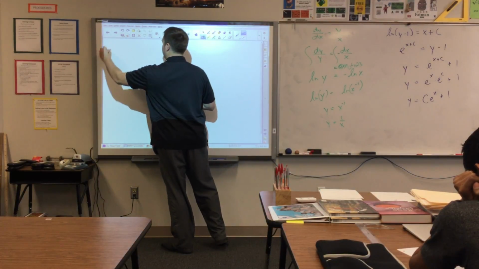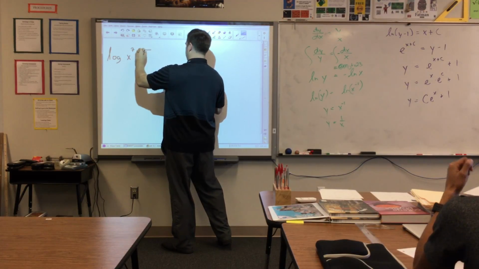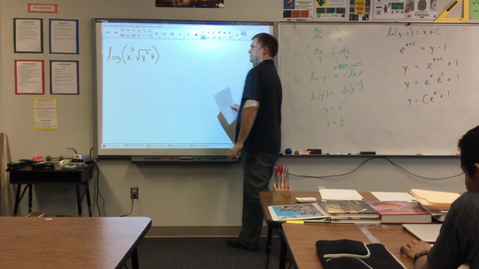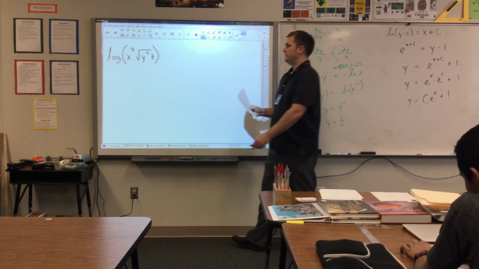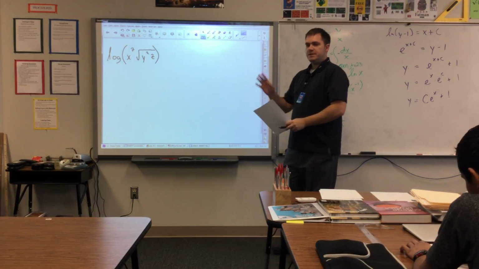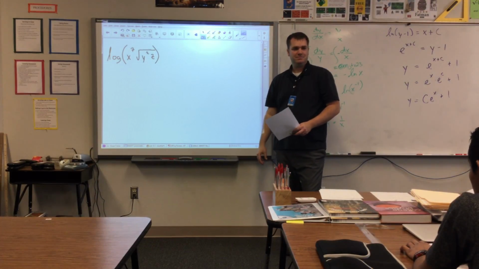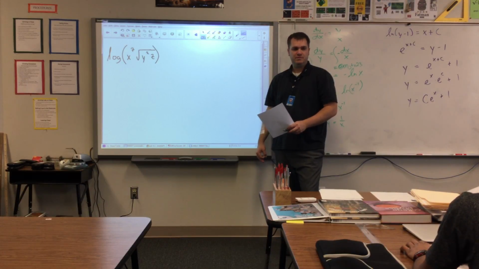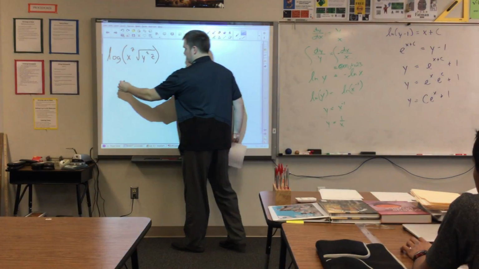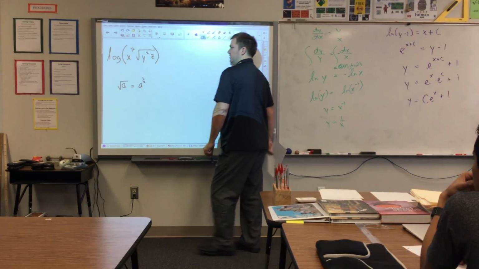Let's look at this one. Log of x to the 7th times the square root of y squared z. That's a problem you might see on your homework assignment. Wait, is the z outside of the square root? It is actually inside. Good question. Now, does anybody remember how you can rewrite a square root as an exponent? 1 over 2. Right, you can rewrite the square root as an exponent of 1/2. So if you have the square root of a, that's the same thing as saying a to the 1/2 power.